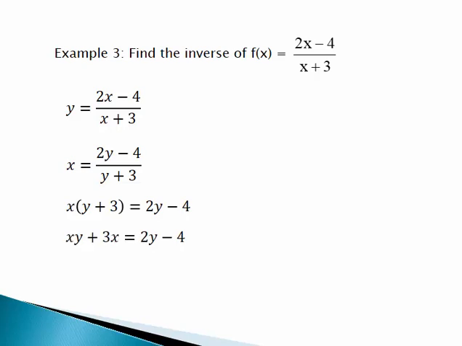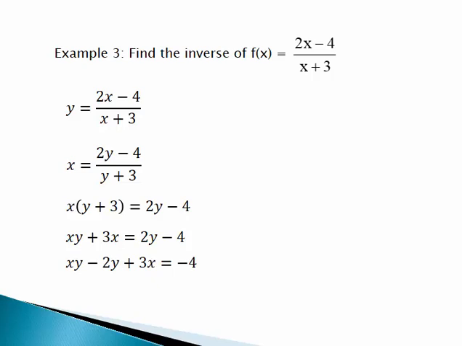Then I'm going to distribute. So do x times both parts inside the parentheses. We get x times y plus x times 3, or 3x, is equal to 2y minus 4. Okay. We're trying to solve for y, so we're going to move all those to one side. You can do this probably in one step, but I went ahead and did it one at a time.